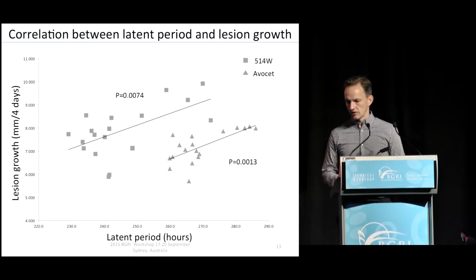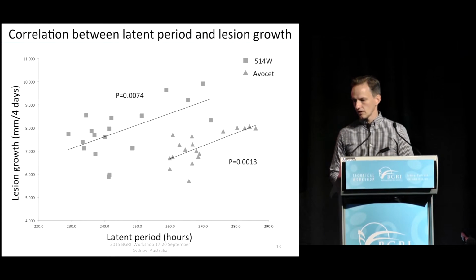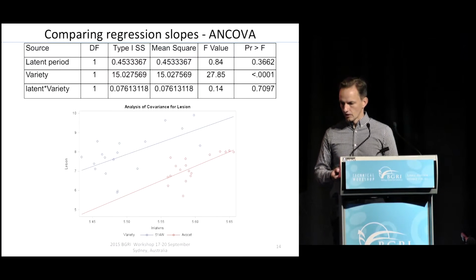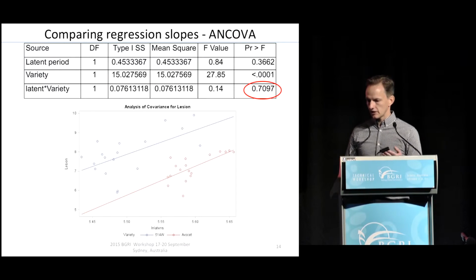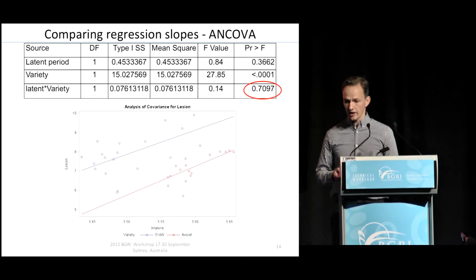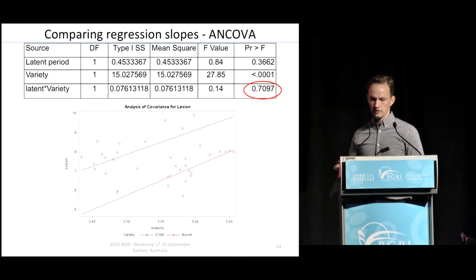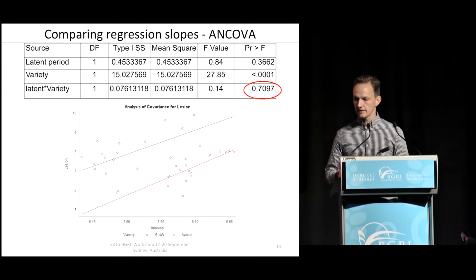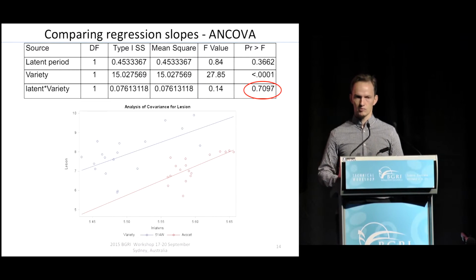Intuitively, those 2 lines also look parallel. But just to confirm that, I did an analysis of covariance, to see if there was any interaction between latent period and variety on lesion growth, and we didn't find any significant interaction. That indicates that the correlation between latent period and lesion growth was similar on both varieties.